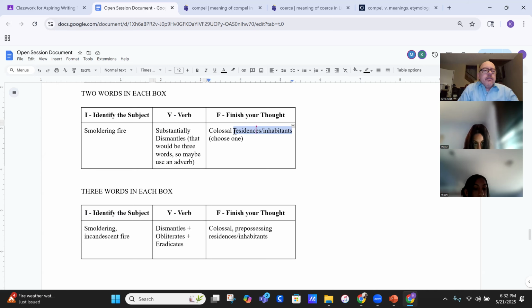Let me read your sentence. Smoldering fire substantially dismantles. Well, you can't dismantle inhabitants. It doesn't make sense to dismantle inhabitants because you're talking about people. You don't dismantle people. So I would say residences, because residences have different parts you can take apart. That's what it means to dismantle. Okay. So yeah. Yes, there you go.